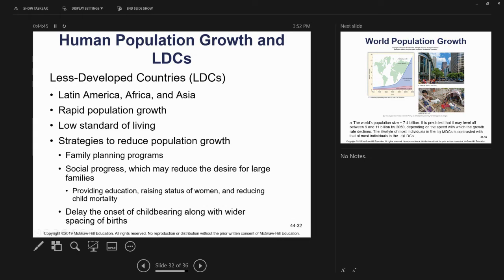And then raising the status of women, giving women opportunities at equality, at business opportunities, and at taking agency over their own life. Women tend to prefer to invest more time in raising a few children well rather than having lots. So we end up with reduced child mortality in that case too. So social progress, improving education and the status of women and healthcare all lead to lower birth rates. And then if we delay the onset of childbearing and have wider spacing of births, we can also reduce population growth. Why do we want to reduce population growth?